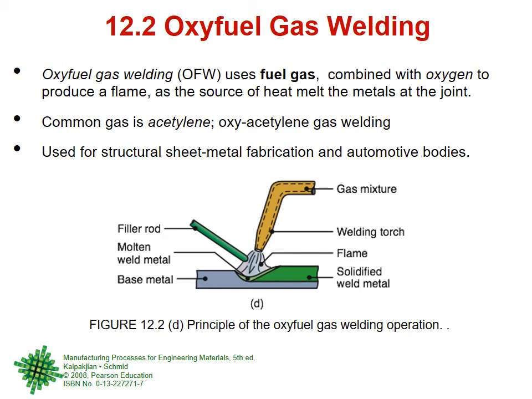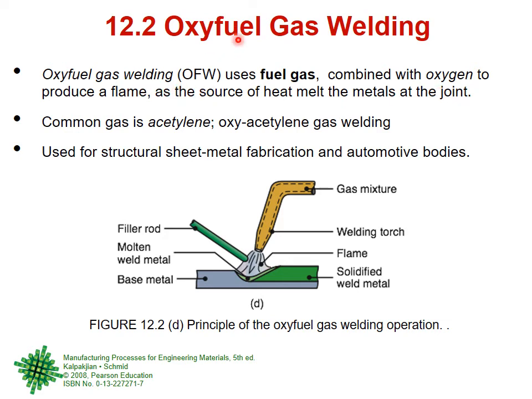So normally you will call it gas welding, right? Gas welding rather than electric welding. And in this type of gas welding, there will be oxygen and fuel gas. So oxy fuel gas welding, OFW, uses a fuel gas combined with oxygen to produce a flame as the source of heat, right? So it melts the metals at the joint.